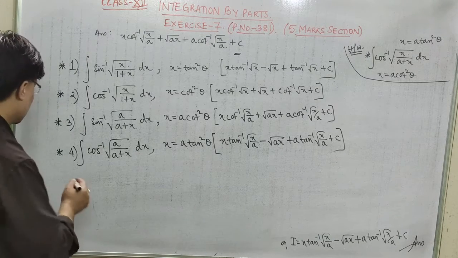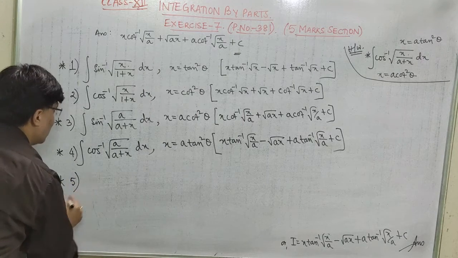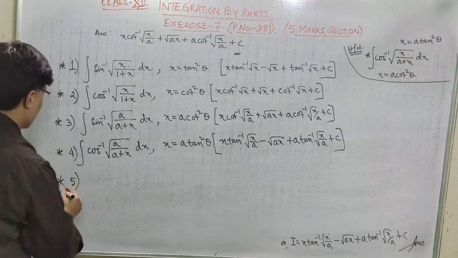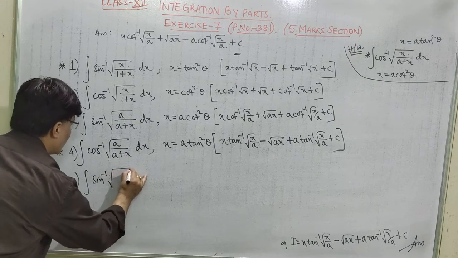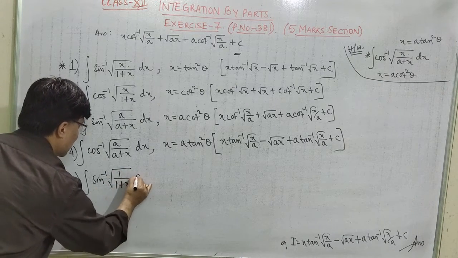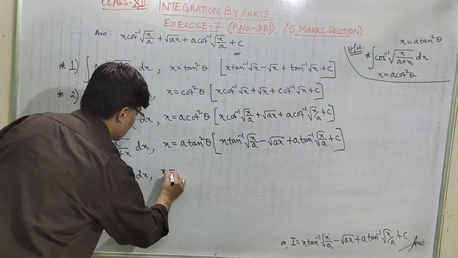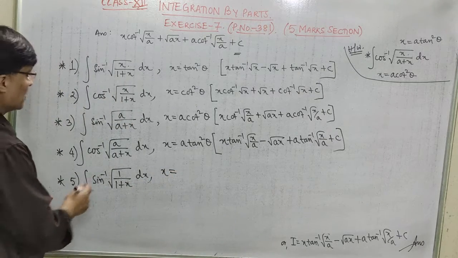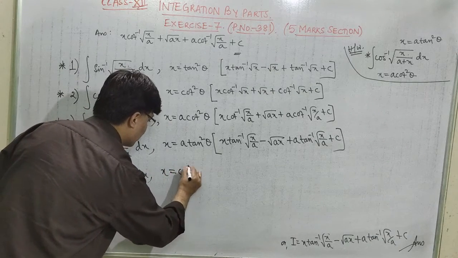Okay, so next, number 5. Number 5 will be integration of sine inverse root over 1 upon 1 plus x dx. So what should you put for x out here? In this case you put x is equal to cot square theta only.